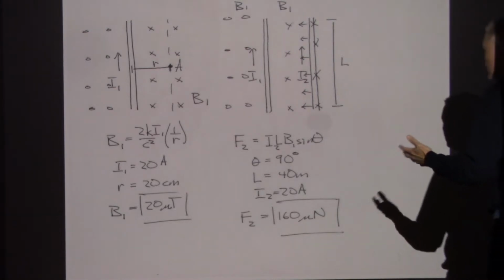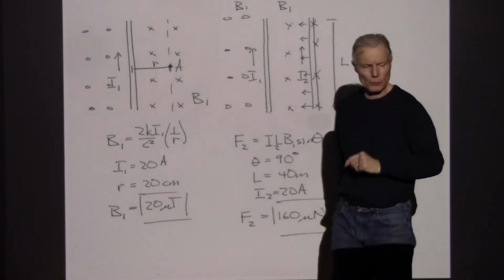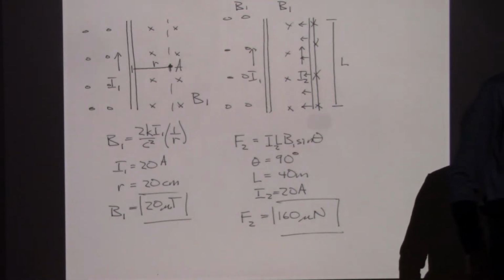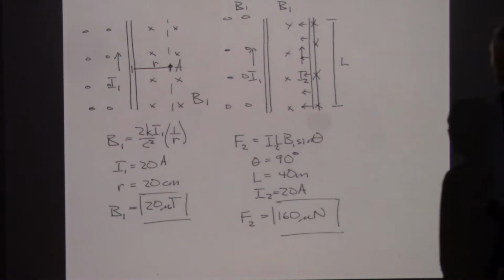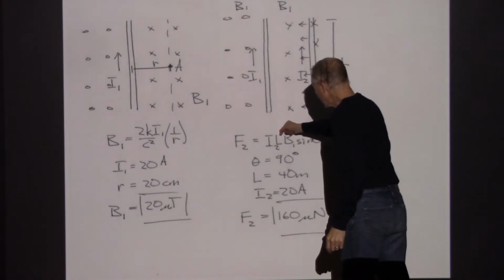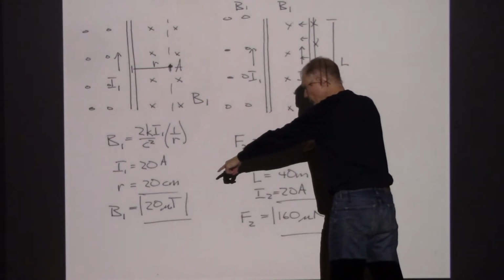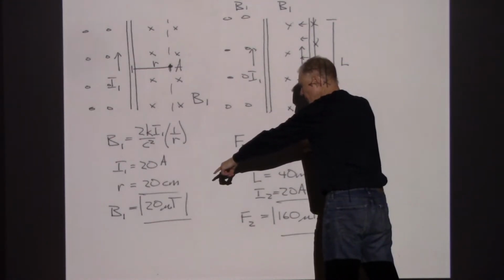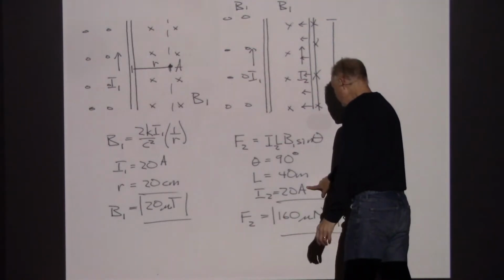Now let's say that the length of the wires is 40 meters. That's a good long distance, right? 40 meters is like 40 yards, a little more than 40 yards. And so that's a pretty good distance that we're looking at. So I'll put that in for L. And the magnetic field that I want to put in is the one coming from current number 1. And then let's say this one also has 20 amps.